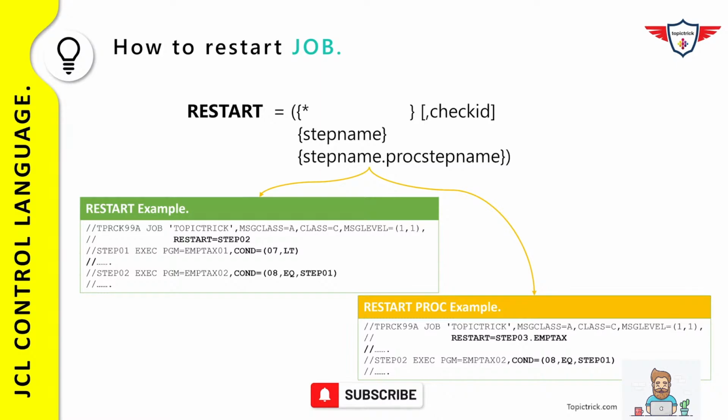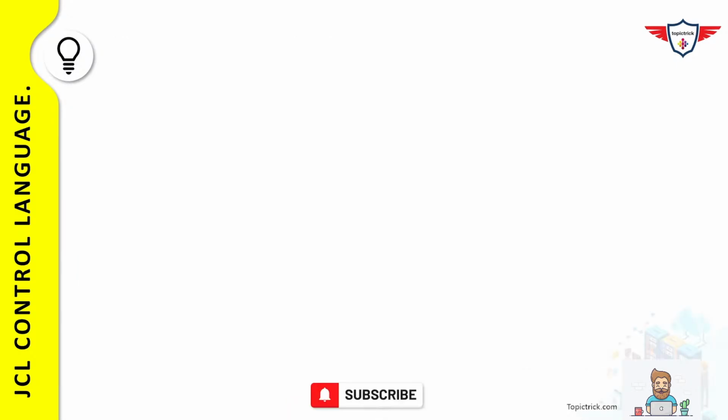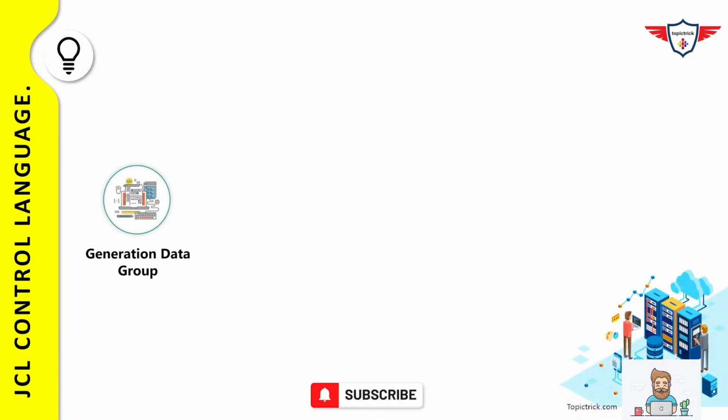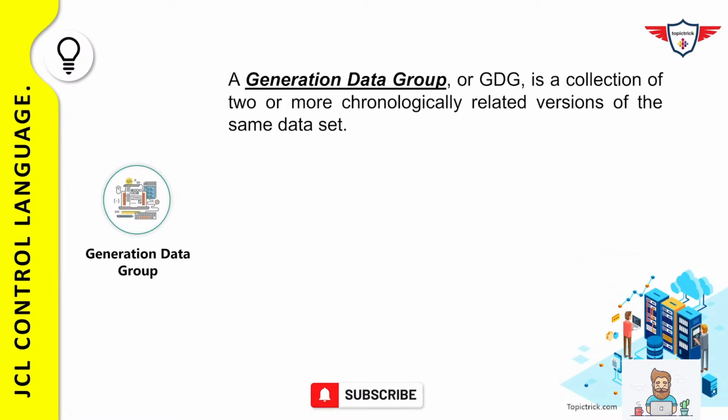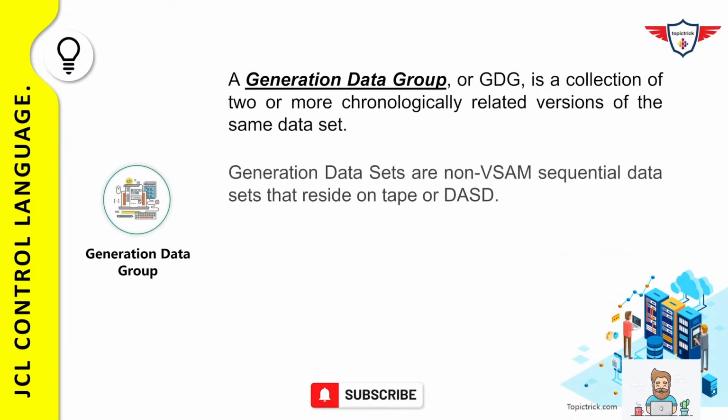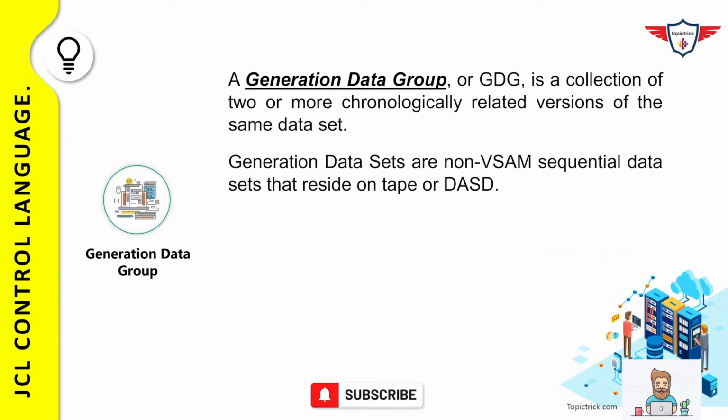Ladies and gentlemen, now let's talk about generation data group or GDG. So in layman's terms, a generation data group or GDG is a collection of two or more chronologically related versions of the same dataset. Generation data groups are non-VSAM sequential datasets that reside on tape or DASD. Generation data groups are generally used to maintain backups of critical data, for example, monitor transactions. And if something goes wrong, you can easily restore the data from the backups and redo the processing.